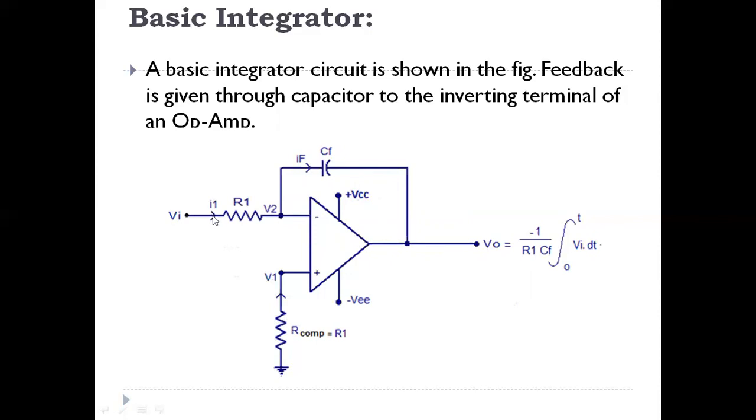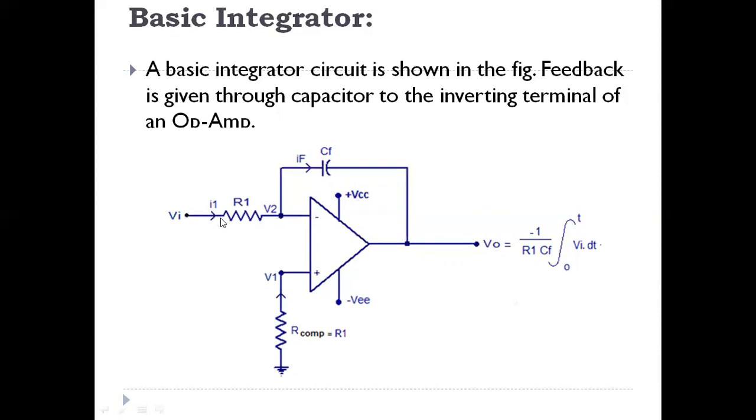Consider the current flowing through the resistance R1 as I1, and the current flowing through the capacitance CF as IF. In order to find the output voltage, apply KCL at this node. What is the voltage at this point? According to the virtual ground concept, since the non-inverting terminal is connected to ground, its voltage is approximately 0, so the voltage at the inverting terminal is also 0. That is, V1 is equal to V2.